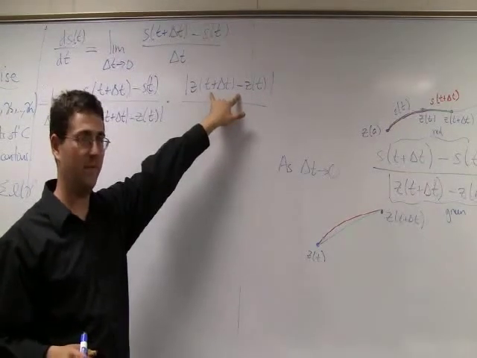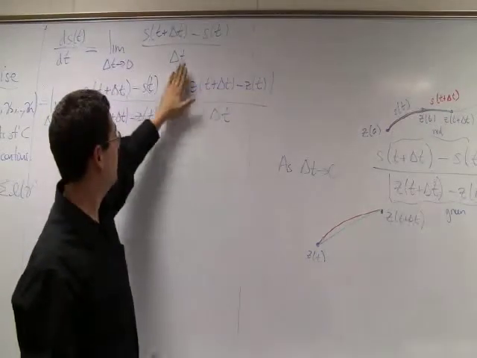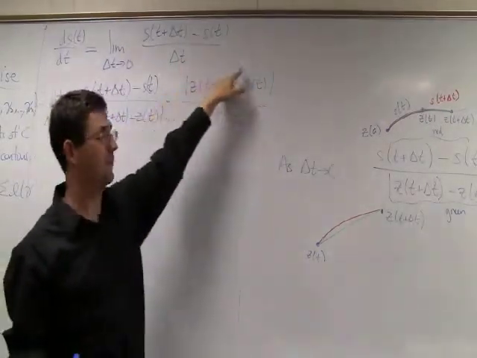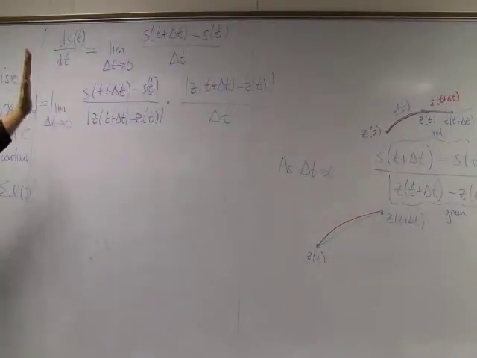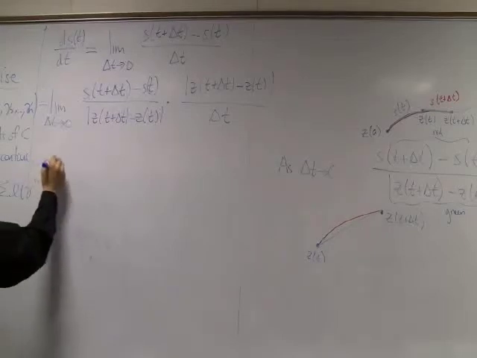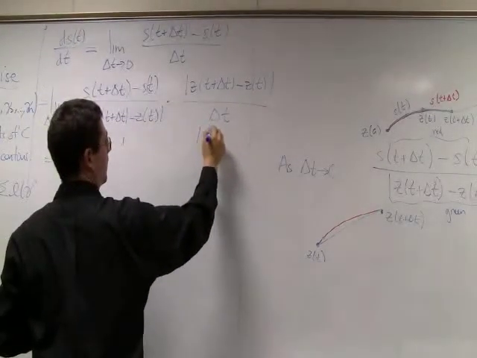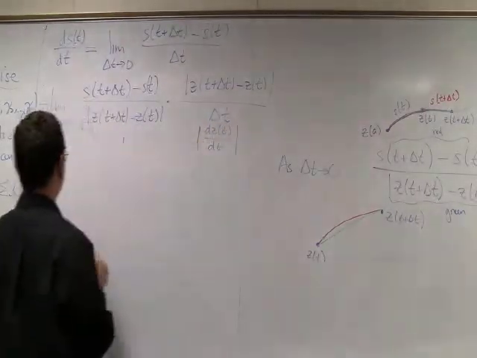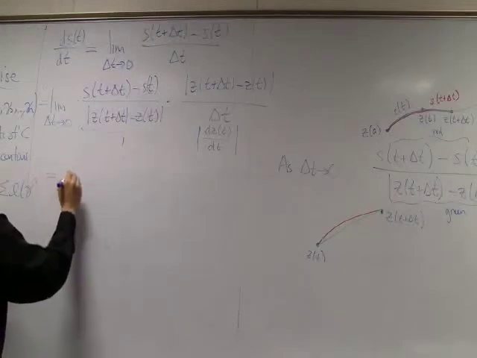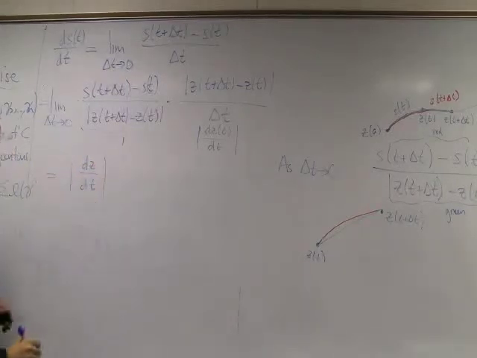The derivative of z is this thing. If you didn't have the norms there, it's just the derivative of z. Norms you can pull outside the limit if the limits exist. This part is 1, and this part is dz dt with norms. So this limit is the norm of dz dt.